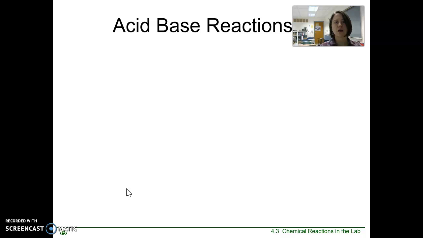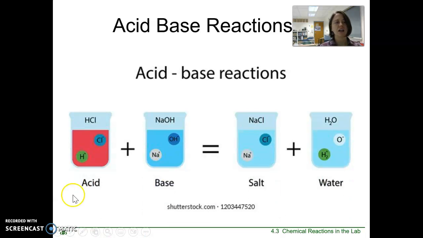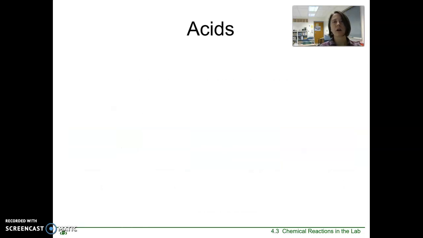And today, as promised, we're going to talk about some acid-base reactions. And again, if you remember, we've got an acid and a base react to form a salt and water. So let's first talk about the components of an acid-base reaction, the reactants, the acids.